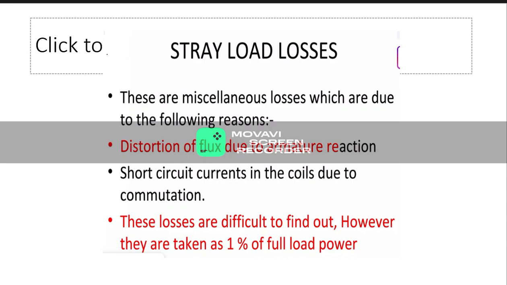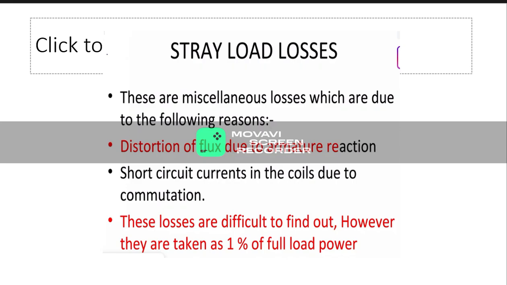The next classification is the stray load losses. This may be a new term for you, because stray load losses do not occur in the transformer case. These are miscellaneous losses due to some reasons. What are the main reasons for stray load losses? The first is distortion of flux due to armature reaction, which we will study in the next classes. Then there is short circuit current in the coils due to commutation. These losses are difficult to find out, and they can take about 1% of the full load power. So they are very limited in quantity; the losses will be minimum.